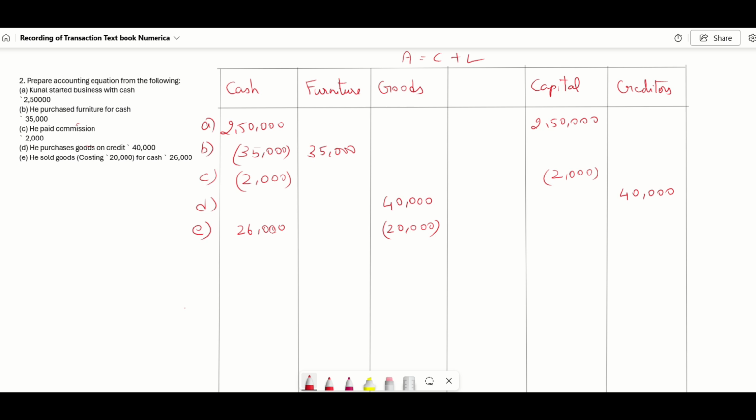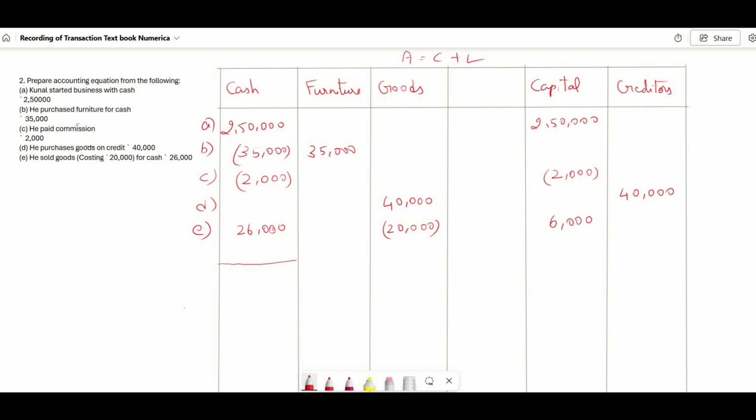Now here if you see there is a profit of 6,000. Can you see? 26,000 minus 20,000, that 6,000 we will add to the capital account. Now here if you see 26 minus 20,000, asset side there is 6,000 and liability side there is 6,000 under capital. So again it is balanced, right? Yeah, we've covered all the 5 transactions.